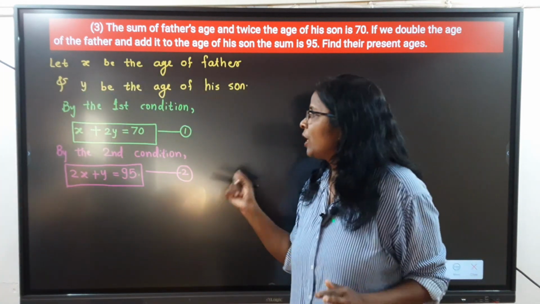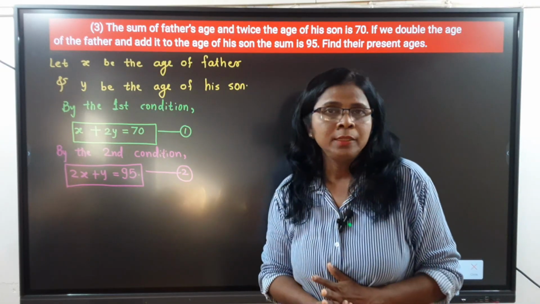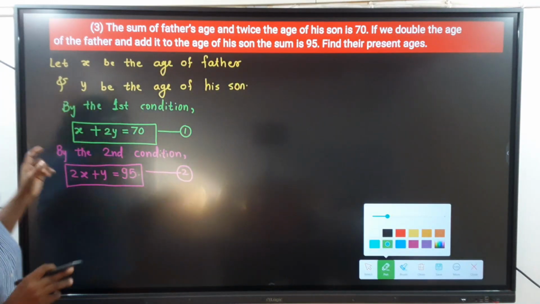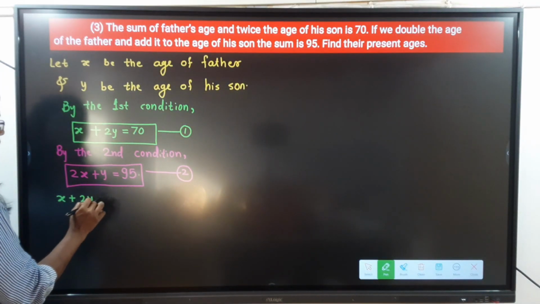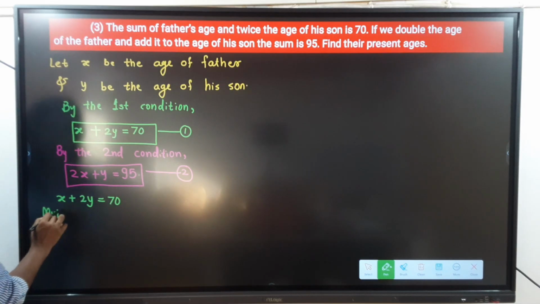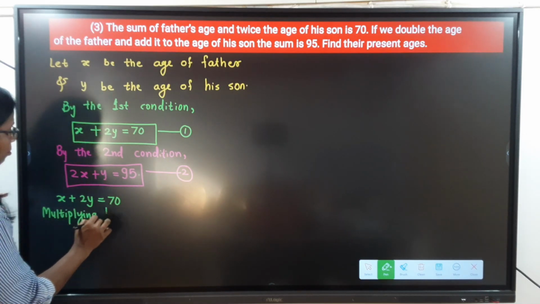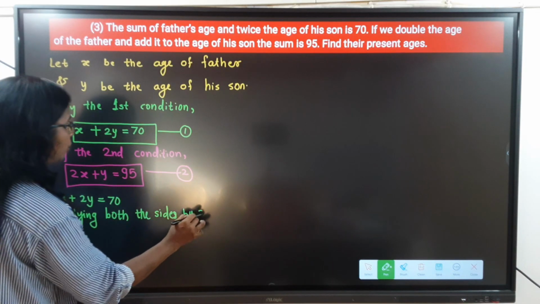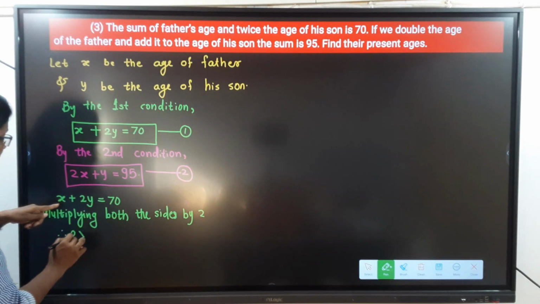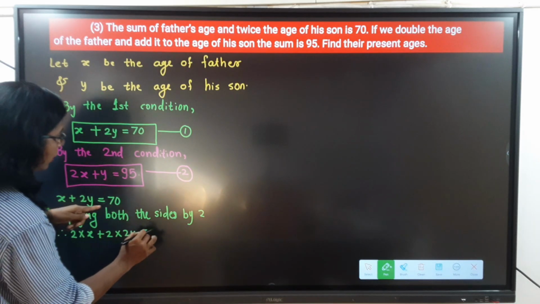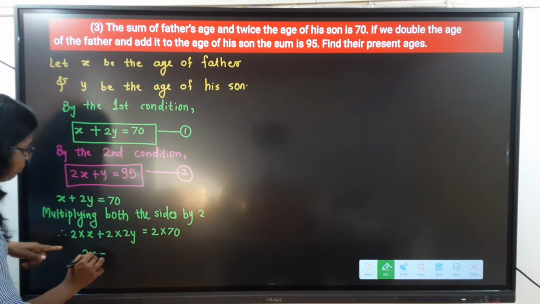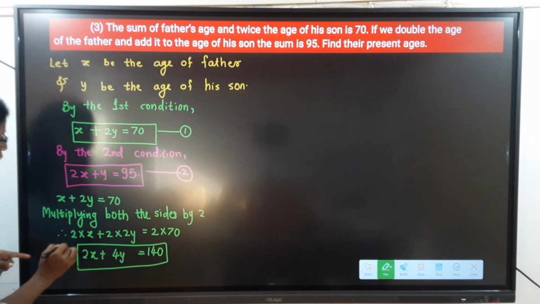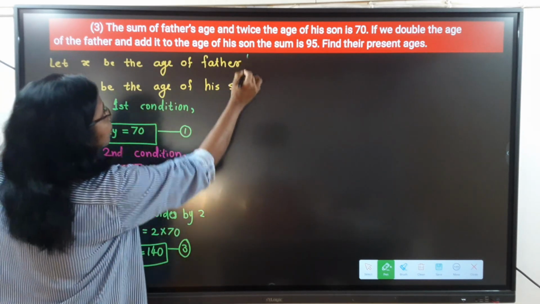Now we have to solve these two equations by any method. So here I apply the elimination method. I have to eliminate x. So I write down the first equation as it is: x plus 2y is equal to 70. Multiplying both sides by 2, the equation becomes 2 times x plus 2 times 2y is equal to 2 times 70. Therefore, 2x plus 4y is equal to 140. This is the new equation, so call it the third equation.